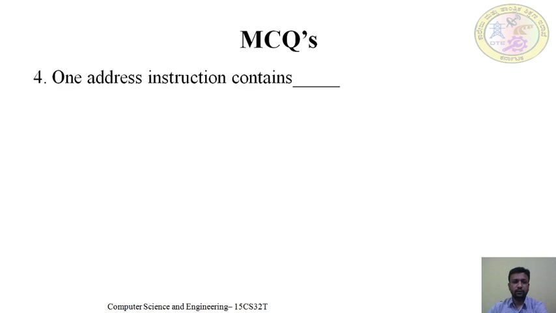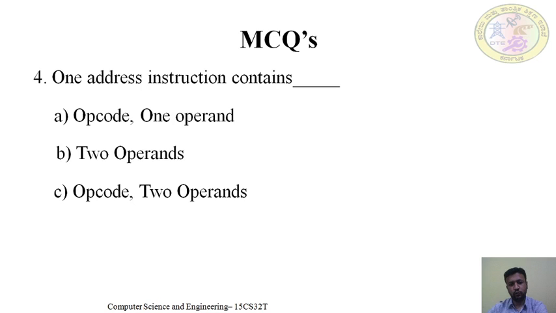Question 4. One address instruction contains dash. Option A opcode 1 operand. Option B 2 operands. Option C opcode 2 operands. Option D none of the above. One address instruction contains opcode and 1 operand. So option A is the right answer.